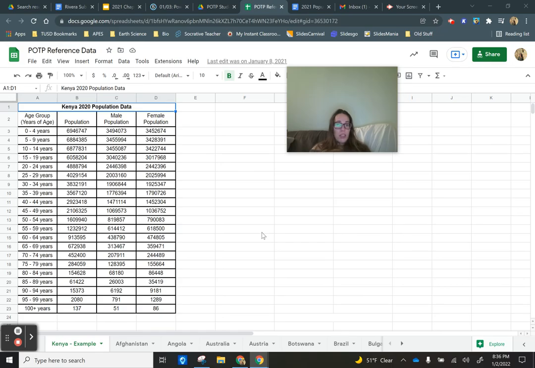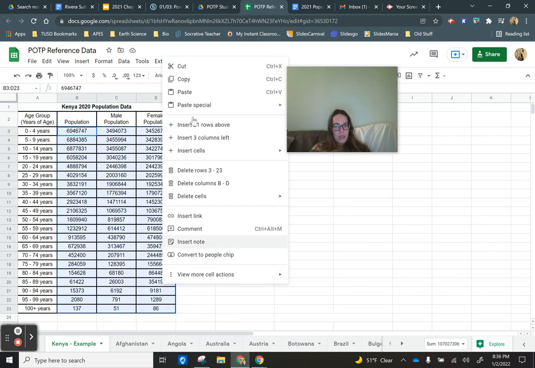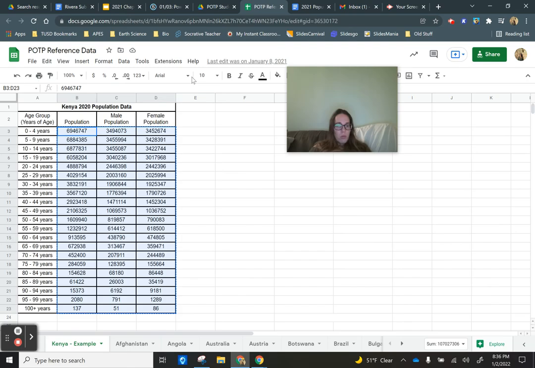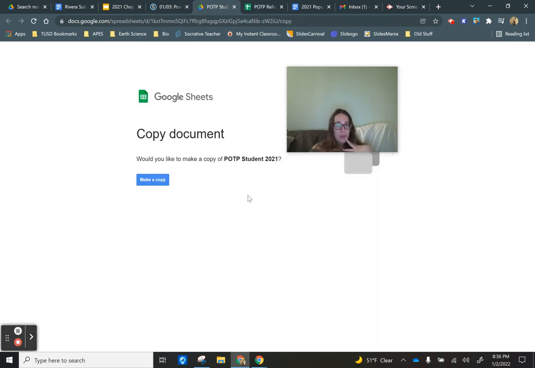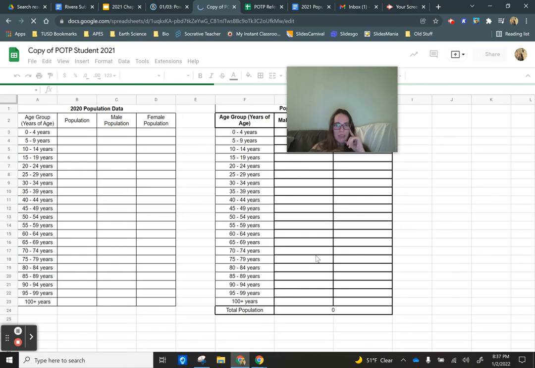Here's how you do the calculations. Take this data and copy it, or Control C. So find your country first of all. No one's doing Kenya, so let's say I'm doing Lebanon. I would copy that data. Then go to the other document. Notice I've set this one to make a copy, so it's going to make a copy for you off the bat.